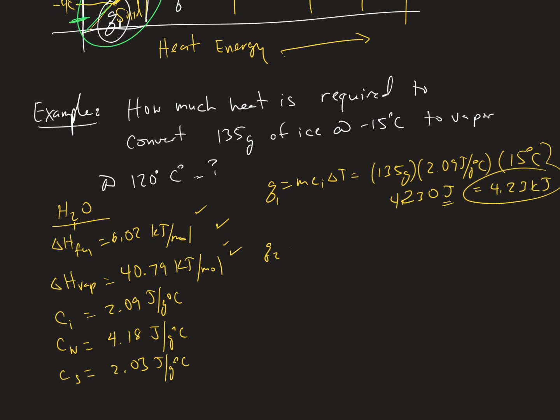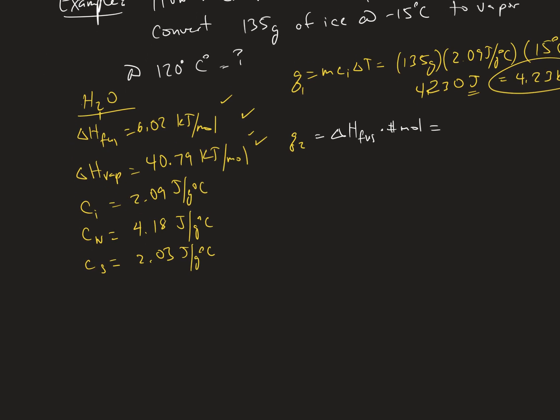Now we're going to use this delta H of fusion times the number of moles. So that means we've got to convert grams into moles. So let's do that down here. 135 grams of H2O has a molar mass of 18.02 grams to 1 mole of H2O. And we get 7.49 moles.